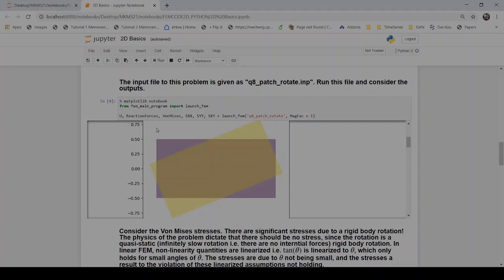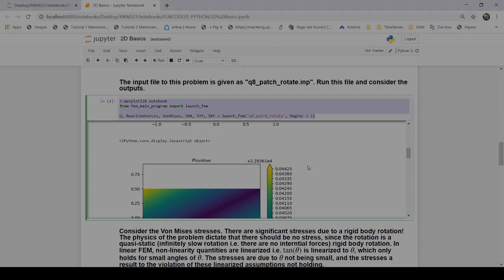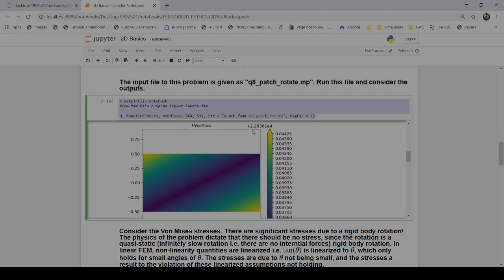Here again, we are running a finite element program. I'll talk about it later. I first just want to go through these basics, and then we can start opening up this program and unpacking it. When I look at the stress, I see 2.28 times 10 to the power 4 Pascal. That is not a small stress. That's already something significant, definitely not zero.